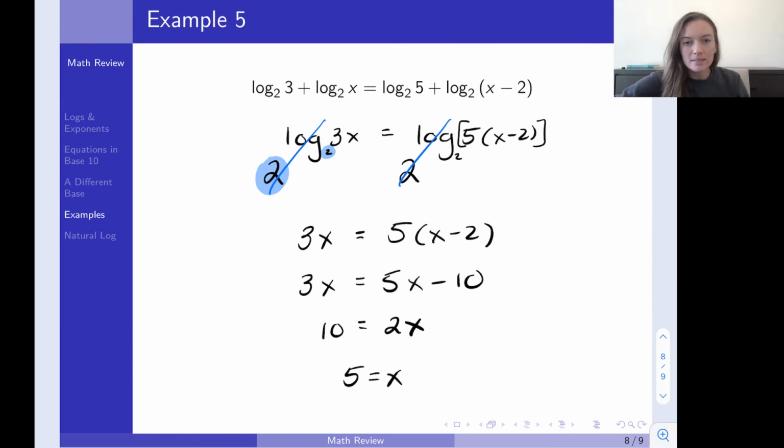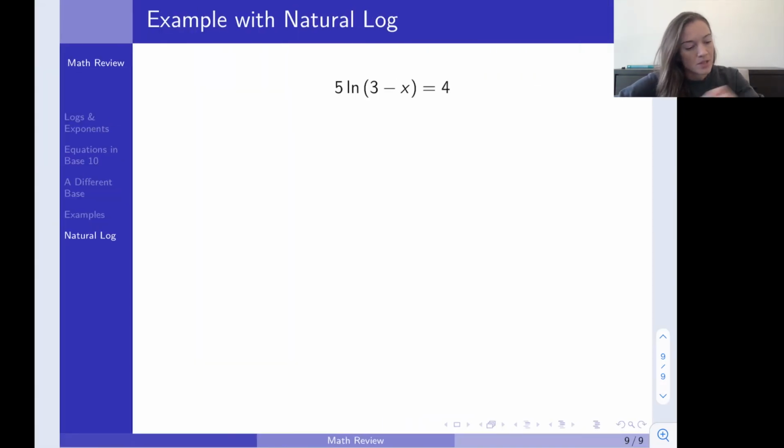Okay, and then let's do one last example with natural logs. So we did different bases, and remember the natural log is just a log with base e. So there's nothing really different about this than the previous ones we've done. So we have 5 ln of 3 minus x is equal to 4. So I'm just going to divide both sides by 5 to get my ln alone. You don't have to do that. That just to me is easier. So I have 4 over 5.